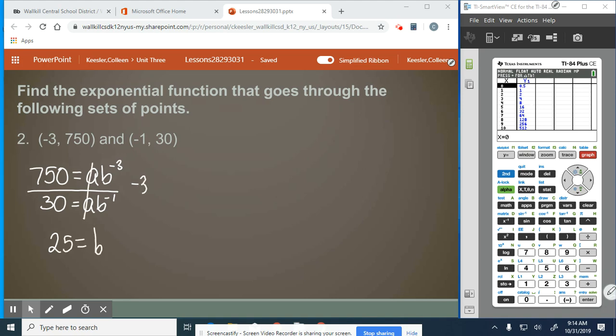to the negative 2. Remember, we do negative 3 minus negative 1. So that's like negative 3 plus 1. So that's negative 2. So now we have to do the negative second root of 25. We can use our calculator to help us do that if we're not sure how to do it.